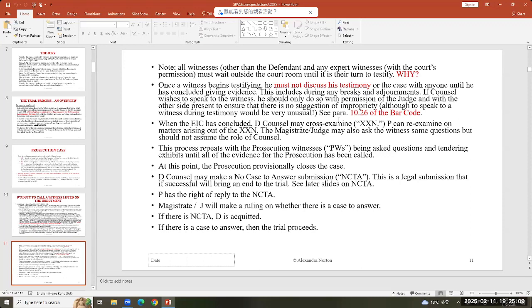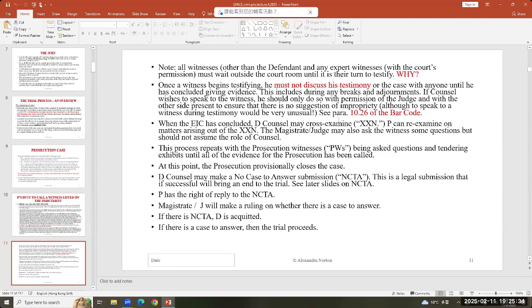Once the witness begins testifying, then they cannot discuss any of their evidence with anybody until they've concluded their testimony, not even with the counsel in the case who's asking them questions. After examination in chief, then it's time for cross-examination. And remember, in examination in chief, no leading questions. Cross-exam, you can ask leading questions.